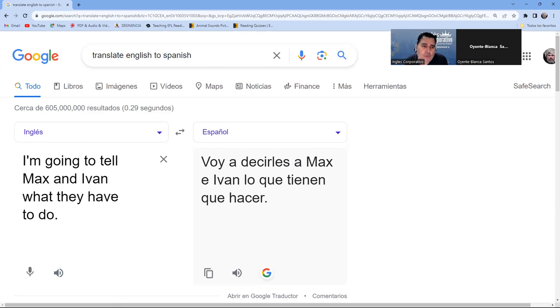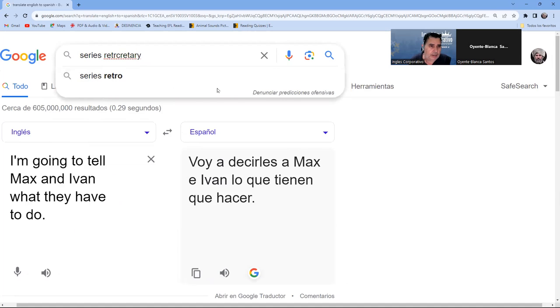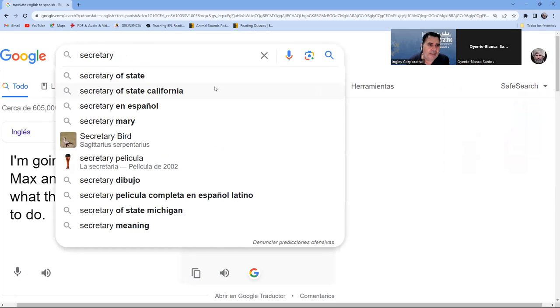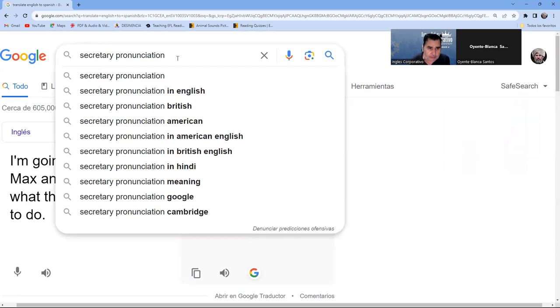If you want to use it, it helps you with pronunciation. But imagine that you say, no, teacher, but I would like only the word. Then you say, for example, imagine that you have secretary. You write the word secretary. Okay, let's eliminate this. Then we have secretary and we have pronunciation. You write pronunciation after it.